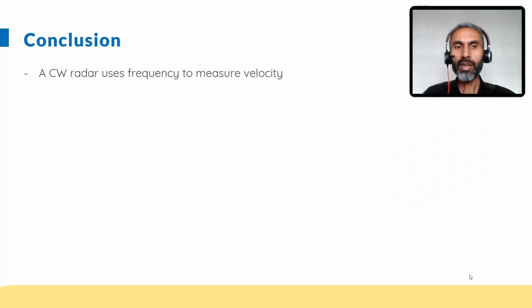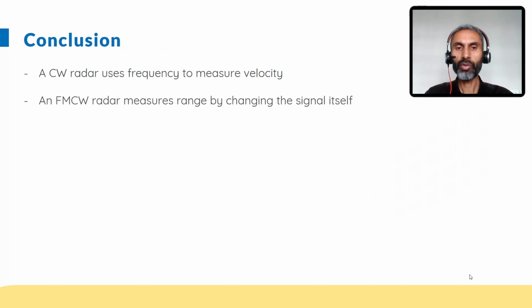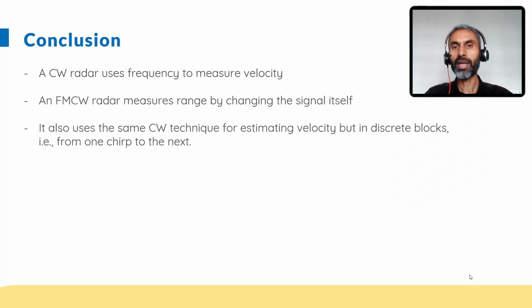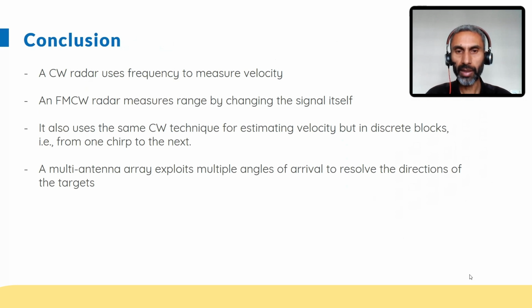In conclusion, a CW radar uses frequency to measure velocity, but cannot measure the range. An FMCW radar measures the range of a stationary target by changing the signal itself. From a continuous wave, single frequency, it changes the frequency in a linear fashion. So the frequency is changing, and it can measure the range of a stationary target. But the interesting thing is that the same waveform can be used for estimating velocity, in discrete blocks, that is from one chirp to the next. And if we have multiple antennas, we can exploit multiple angles of arrival to resolve the directions of the targets as well. This will result in a 3D structure which is known as the radar data cube.